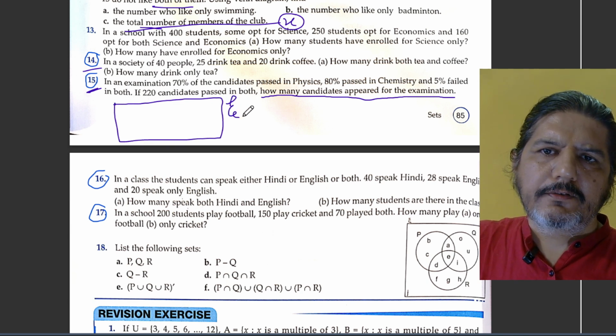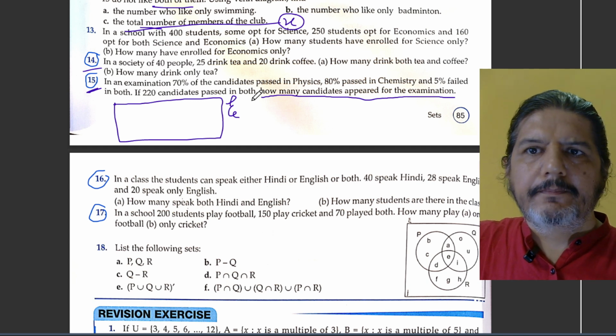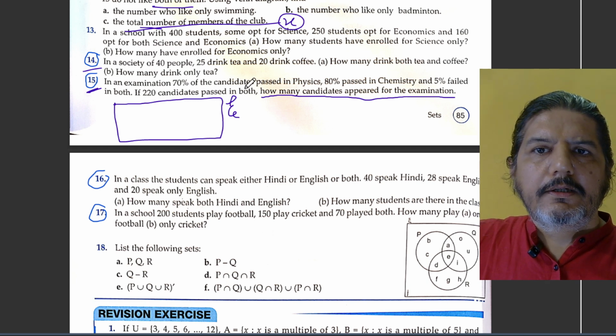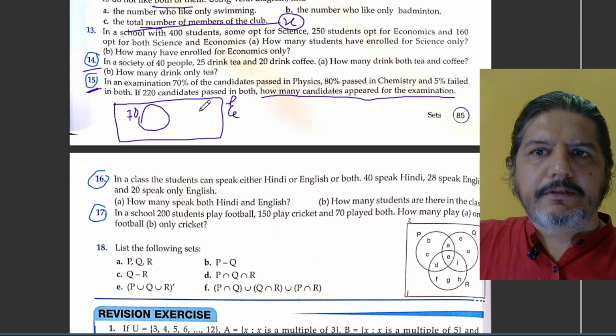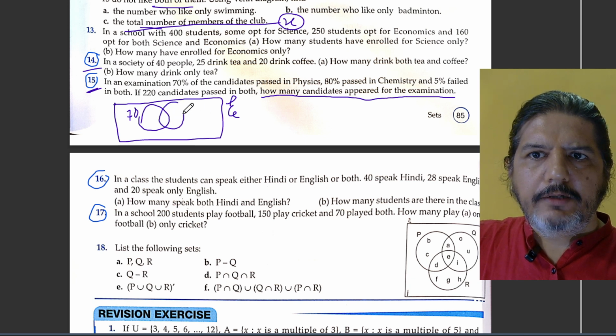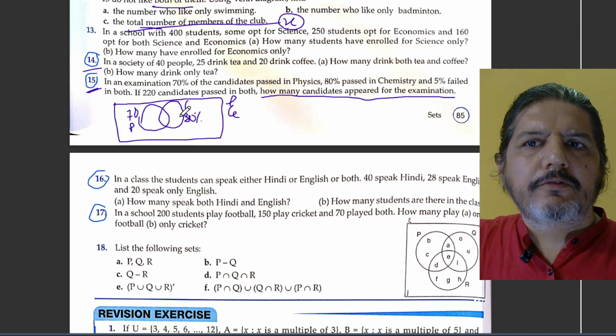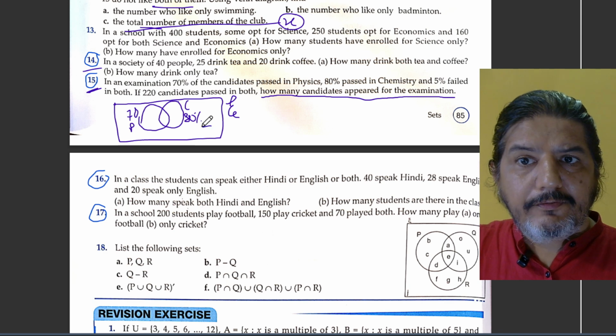I'm representing this by xi. I have to find the value of xi. 70% of the candidates passed in physics, so this would be physics. 70% would feature here. 80% passed in chemistry, so these would be the chemistry guys, and these are the physics guys. They are 80%. See, these are percent figures. 5% failed in both. So 5% have failed in both.